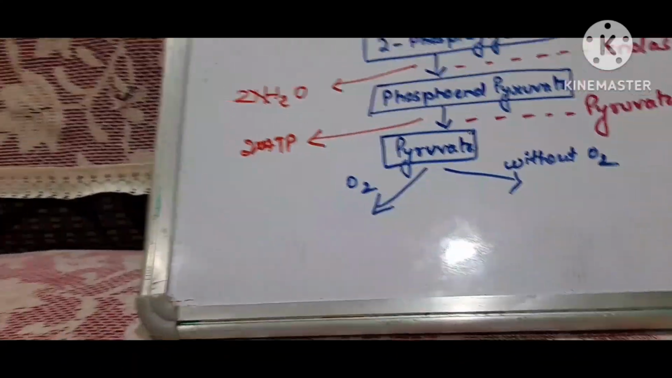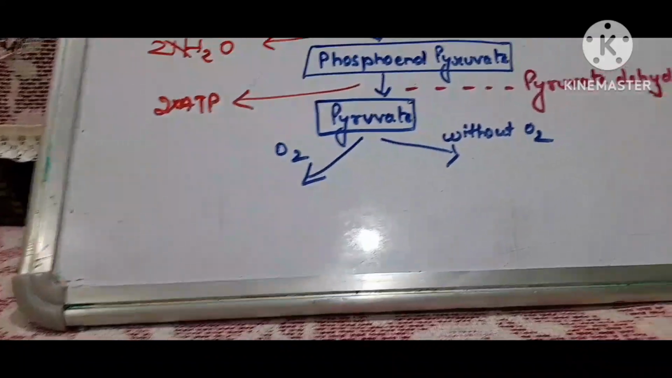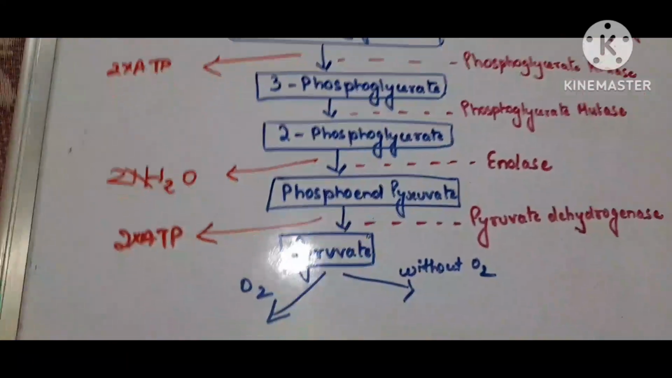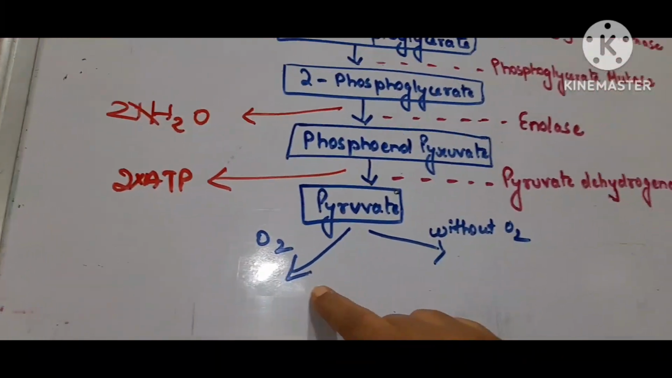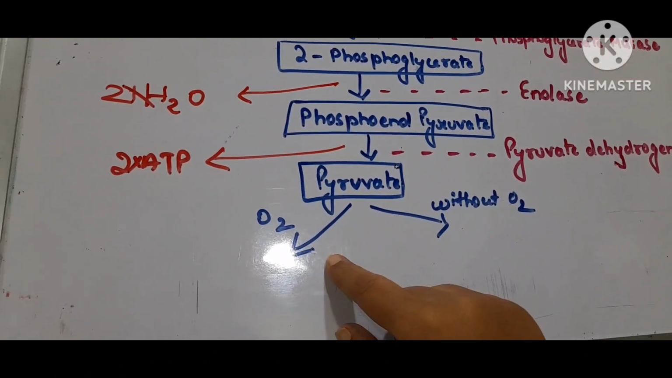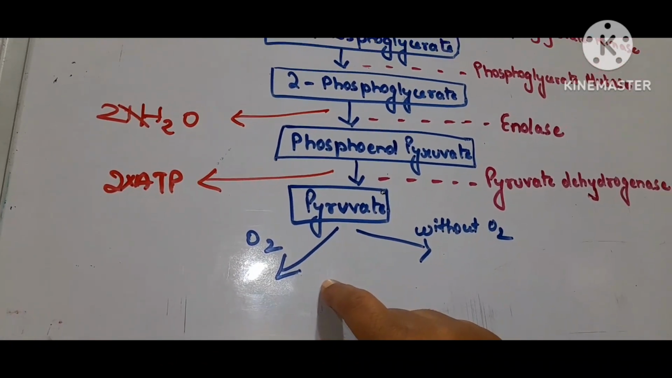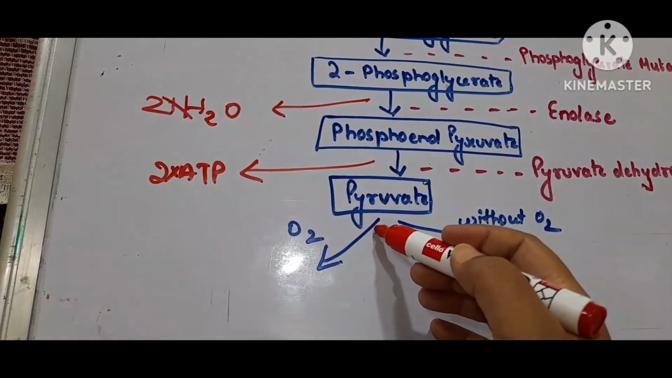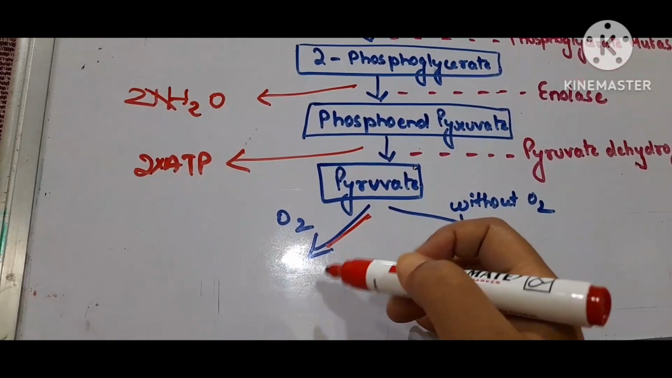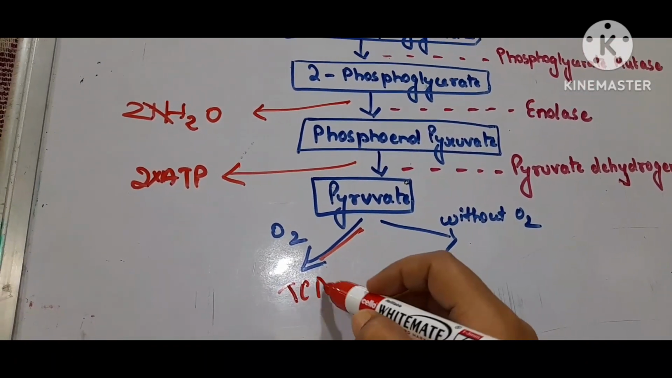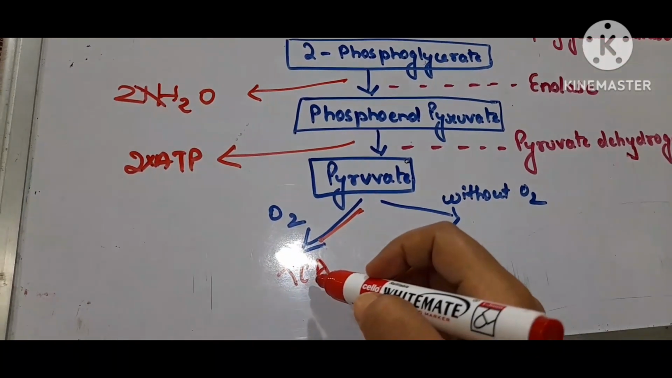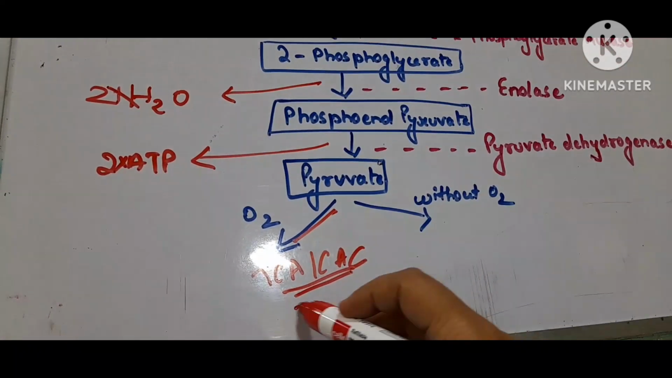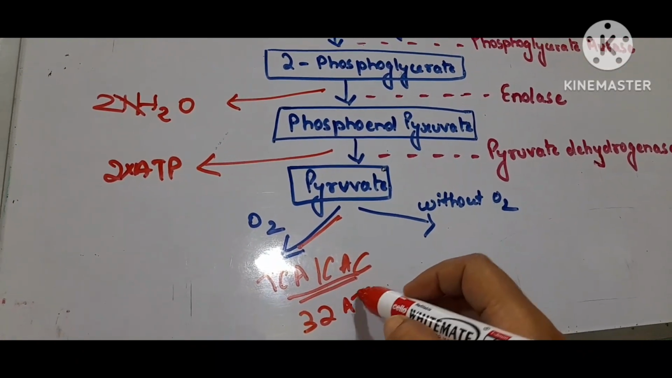Suppose the pyruvate is formed through aerobic respiration. In this pathway, if the pyruvate is formed by using oxygen, the pyruvate will enter the Krebs cycle, which we call the tricarboxylic acid cycle, citric acid cycle, or TCA cycle, and it will undergo oxidative phosphorylation and lead to the production of 32 molecules of ATP.